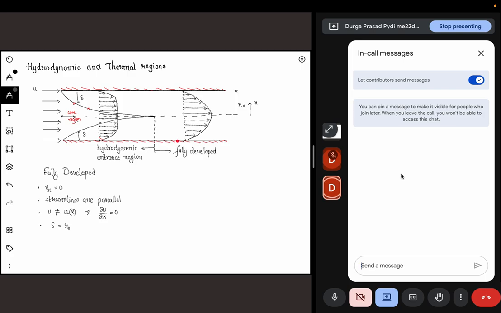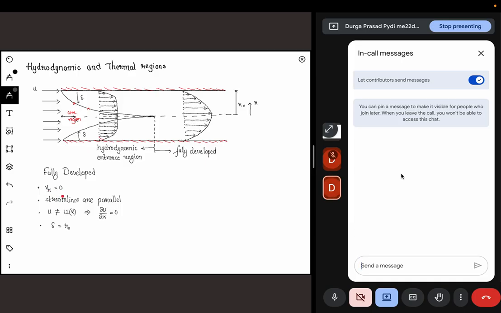Eventually both of these layers will mesh and then form something like this, which is what we call the fully developed profile. Once both the boundary layers mesh, even if you look here, or here, or at any point downstream, all the velocity profiles will look similar to each other. That is what the fully developed condition means. To put it mathematically, under the fully developed scenario, the streamlines will be parallel to each other, and del U del X will be equal to 0. The hydrodynamic boundary layer thickness will be equal to the radius of that particular channel.